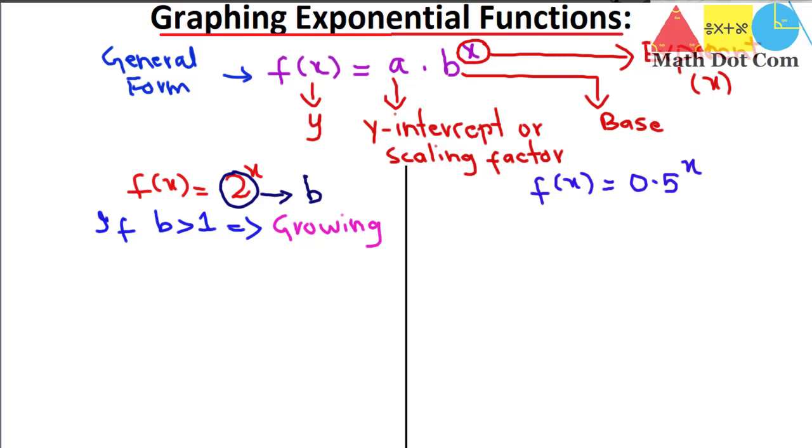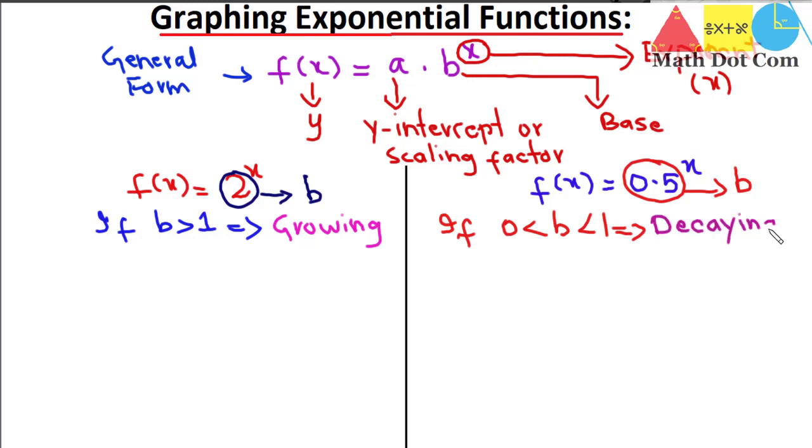Similarly, if the value of b is greater than 0 and less than 1, as in the case of the second example, f(x) = 0.5^x, here it is clear that this is the value of b and it's less than 1. In such a case, the graph of the exponential function will be decaying. Decaying means it will go down. I will also plot it, so that you will understand what growing and decaying mean.